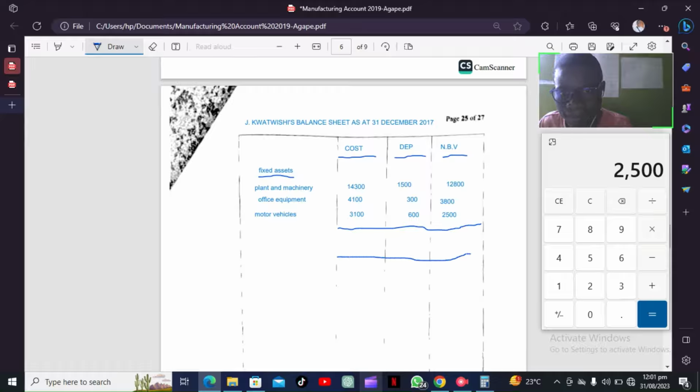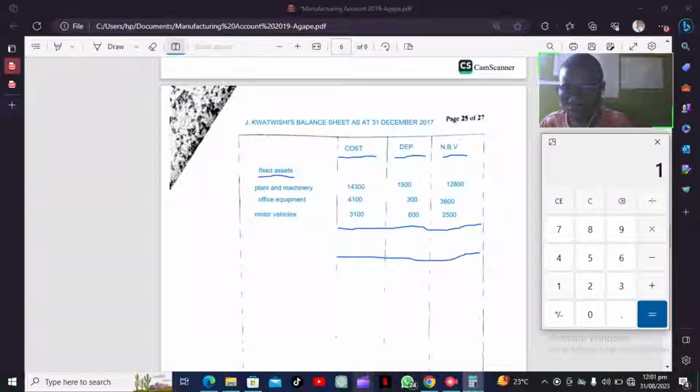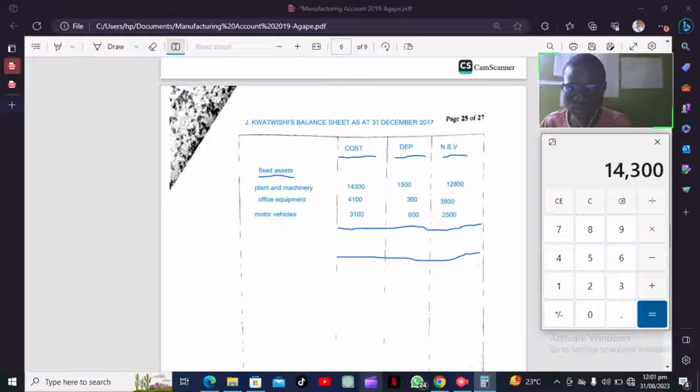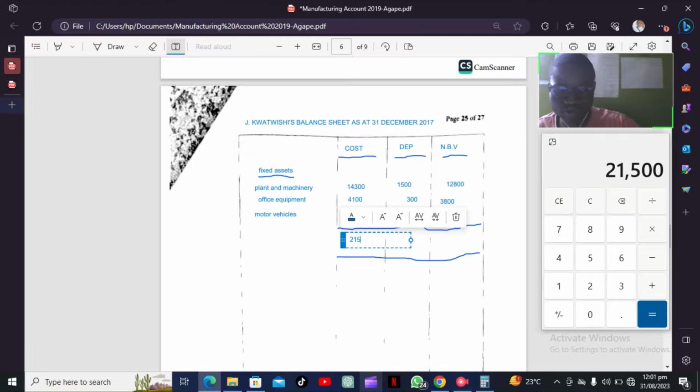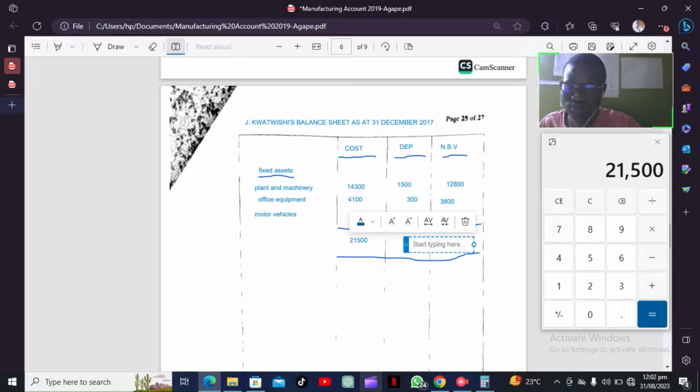So we're going to add. Now when we add this side, how much are we getting? The first column for the cost, we're getting 21,500. So we're going to enter 21,500 here, 21,500.